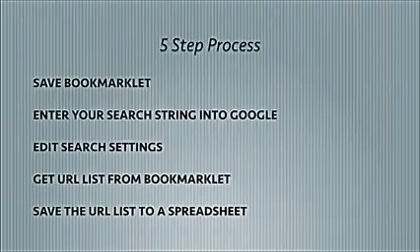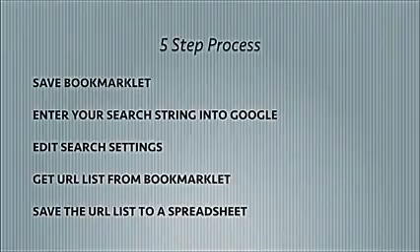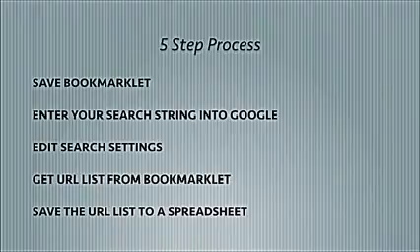first we're going to be saving a bookmark to the toolbar, and that allows us to pull URLs from a Google search and then save them as a plain text file. This will come in handy later on in the video, but just to let you know, that's the first thing we're going to be doing.